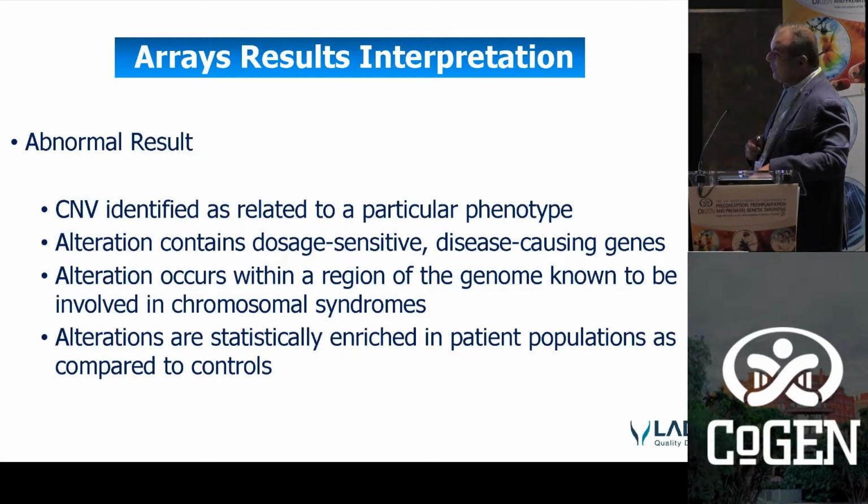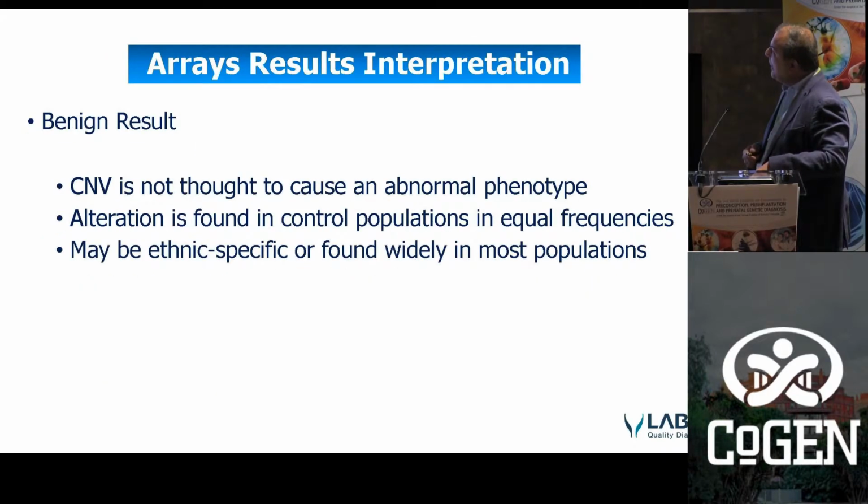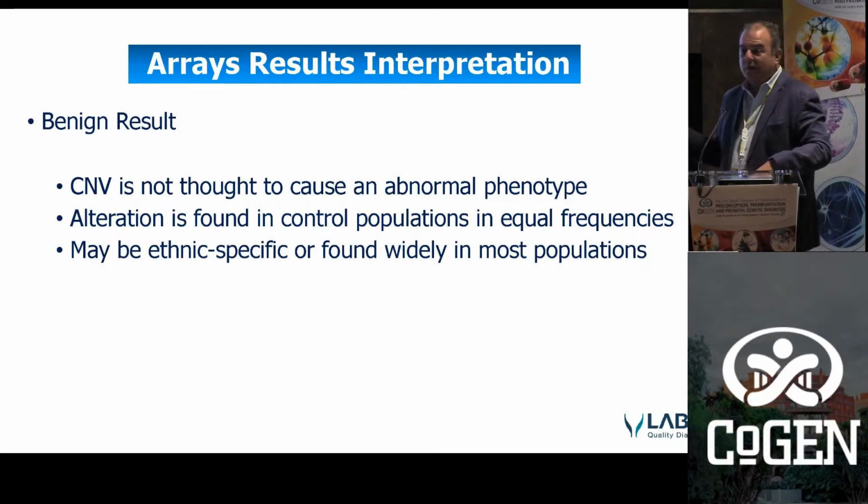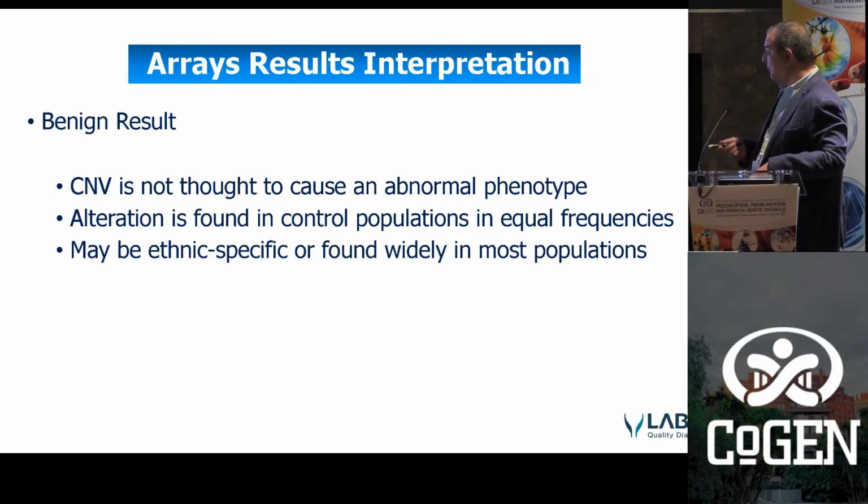The array result, the array report that comes from the lab, basically can be an abnormal result. This means a CNV has been identified which is clearly and straightforwardly related to a phenotype. The alterations are basically not found in controls and are very well described in the literature. A benign result: if a CNV is found, it is not going to cause an abnormal phenotype. It's found in the control population with the same frequency. There are very common CNVs depending on the population, which are basically polymorphic variants.